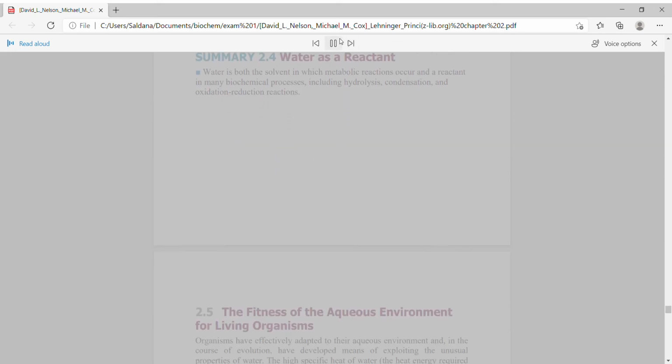Summary 2.4: Water as a reactant. Water is both the solvent in which metabolic reactions occur, and a reactant in many biochemical processes, including hydrolysis, condensation, and oxidation-reduction reactions.